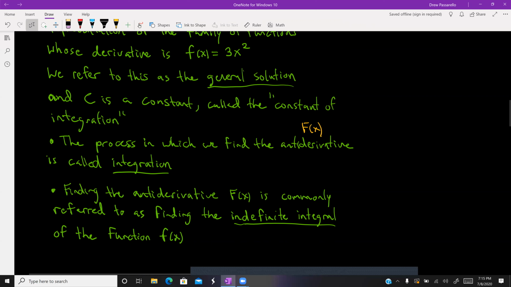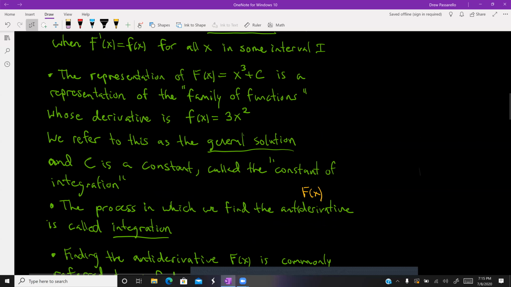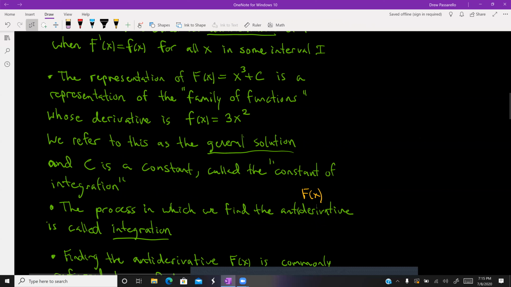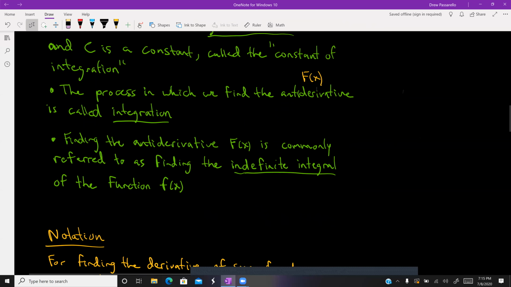All right, so main points: we're finding an antiderivative now. That's a new concept. It is like the reverse of differentiation. The process in which we find the antiderivative is called integration. Sometimes we just call finding the antiderivative an indefinite integral. And when you do find this indefinite integral, it's going to be a general solution, which is referred to as a family of functions because of the constant plus c. All right, so that's the terminology.